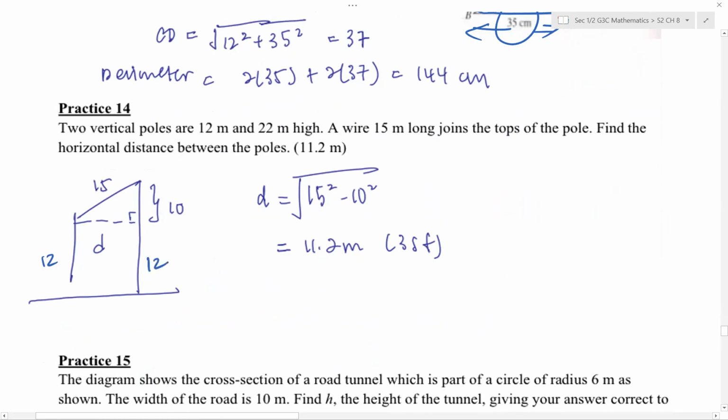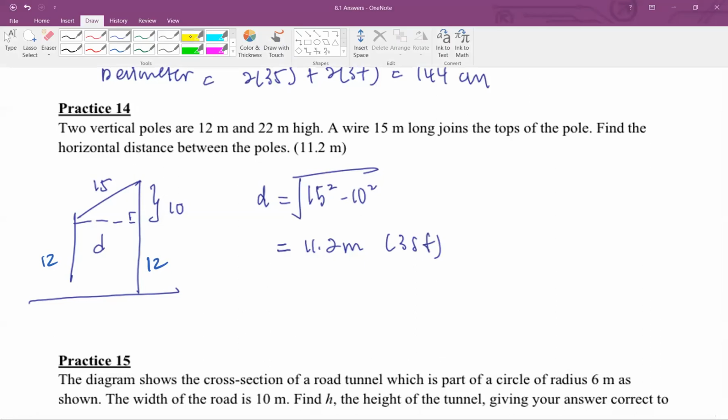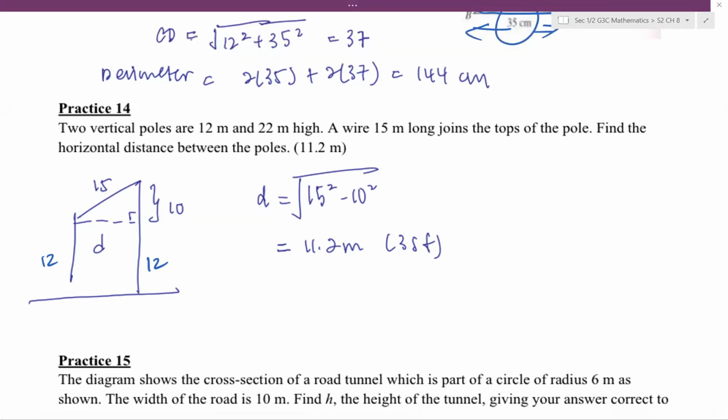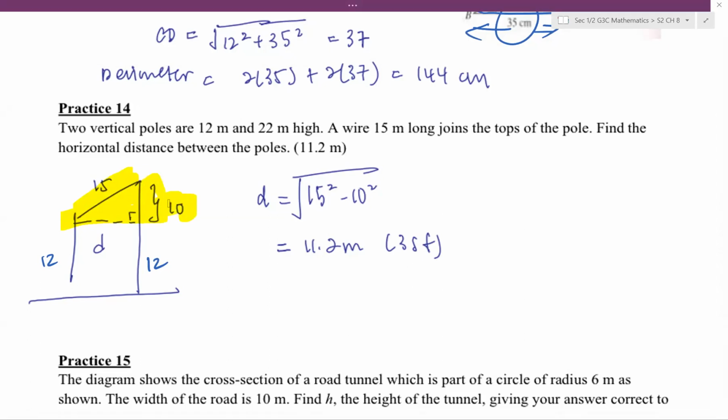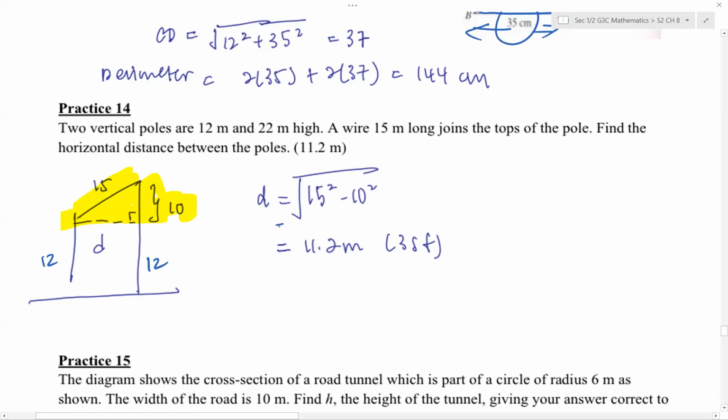A wire 15 meter long joins the top of the post. Find the horizontal distance between them. So yeah, we're going to end up with a right angle triangle with hypotenuse 15, vertical height of 10 for this triangle only. So the focus is over here. Distance, make sure you write down your 5 SF value, then you round off.